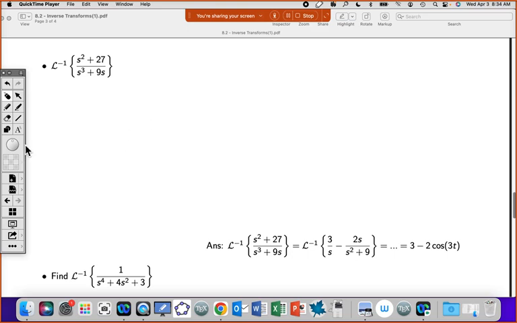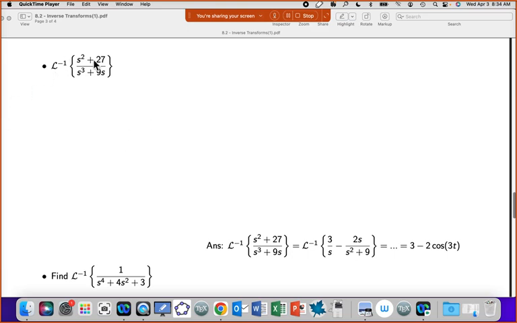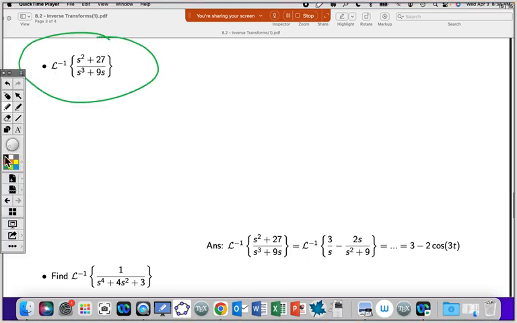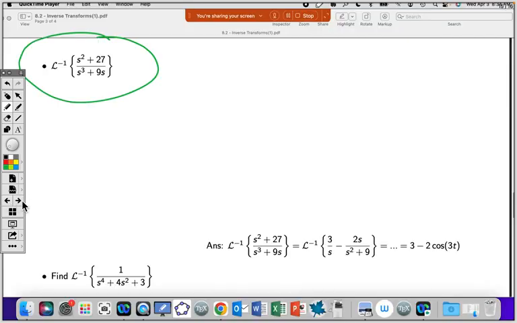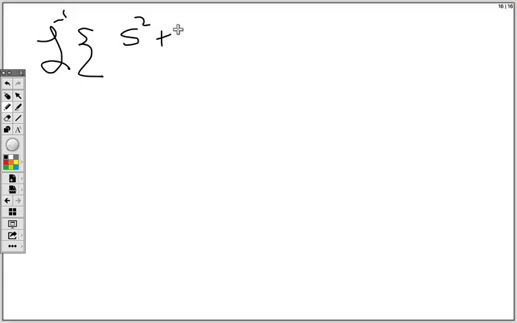All right, let's take a look at this next one here. We've got inverse Laplace of s squared plus 27 over s cubed plus 9s.